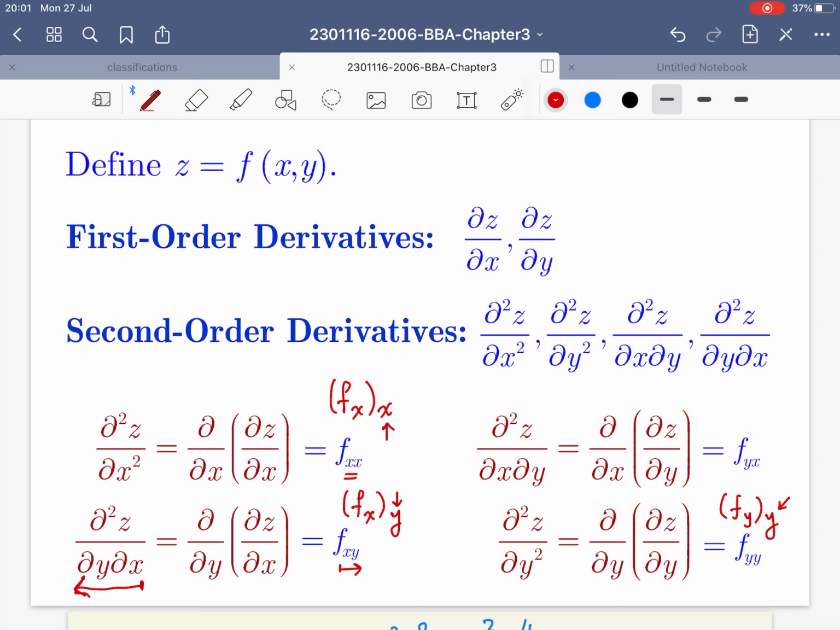So this one as well. This means that you find dz by dy first, followed by d by dx. So it means that it will come out like this.